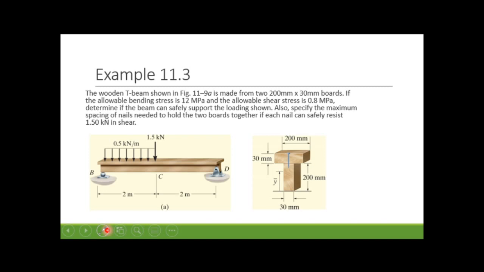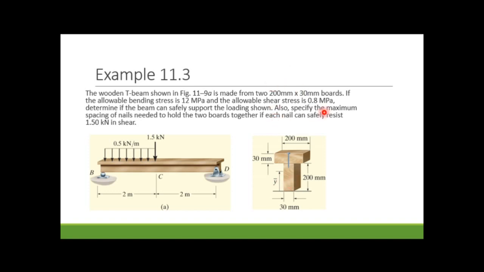I want to solve one more example. Again we have a T wooden beam shown in this figure, made up of two sections. The section dimensions are given as 30, 200, 30, 200. They are the same rectangular cross sections connected by nails in here. The allowable bending stress is given as 12 megapascal, and the allowable shear stress is given as 0.8 megapascal. They ask us to determine if the beam can safely support the loading shown, meaning whether these sections are enough for design or not.